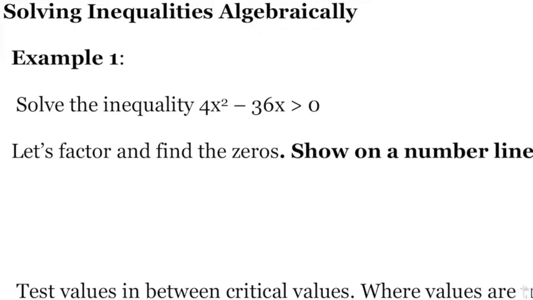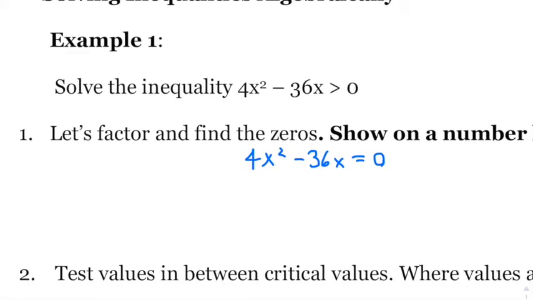And what you want to do first is figure out where the zeros are, like what x is equal to. So we're going to solve something real similar to this. We'll do 4x squared minus 36x equals 0. Notice it's not greater than. We're going to do equals 0. Then we're going to figure out what values of x make that true right there. To do this, we solve by factoring. We can factor out a 4x right there, and if we do that, we'll be left with x minus 9.